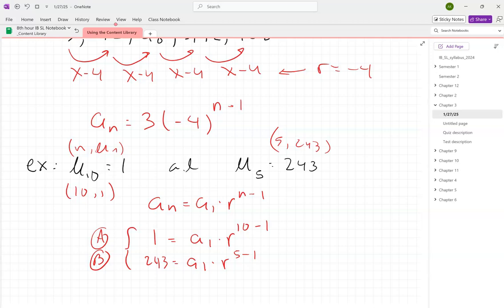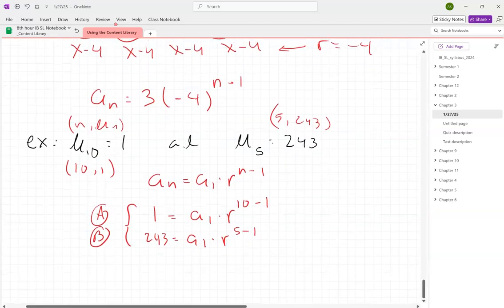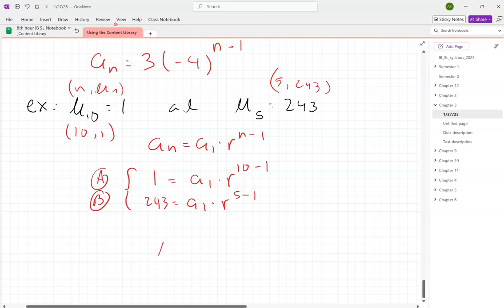Now, let's contrast this to what we did in the last chapter, where the variables we were trying to solve for were being added or subtracted. Here our variables are being multiplied. So I'm going to do elimination here to solve this system, but because my variables are being multiplied, I need to do division.